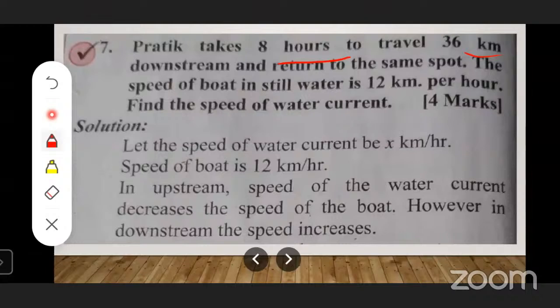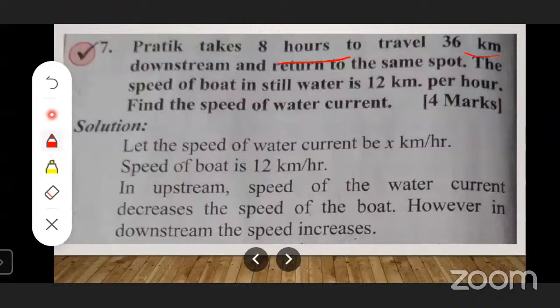You can't use different units here. Somewhere you can't use minutes, somewhere you can't use seconds. Everywhere, if you are keeping units, you should keep them uniform only. Which unit are we using for time? Hours, and for the distance we are using kilometer, right? This is clear.